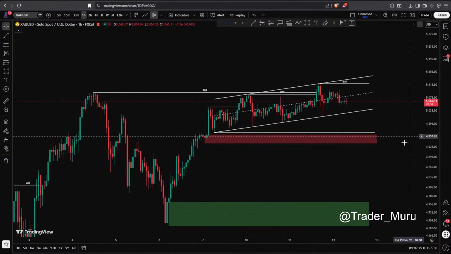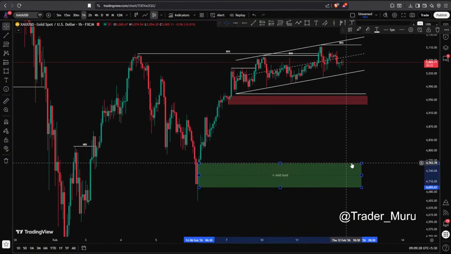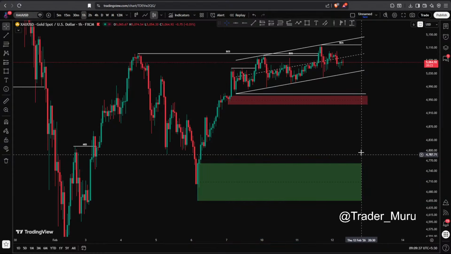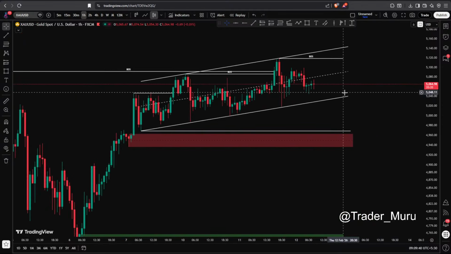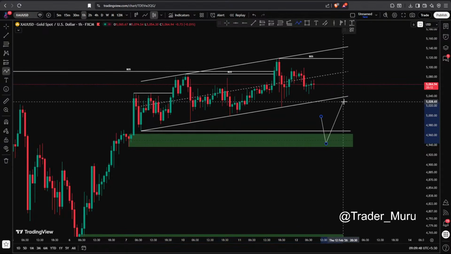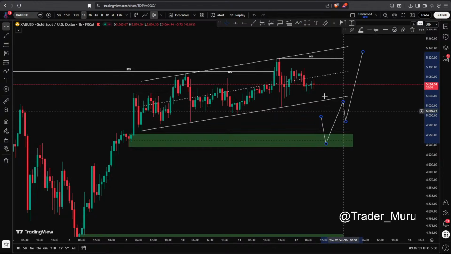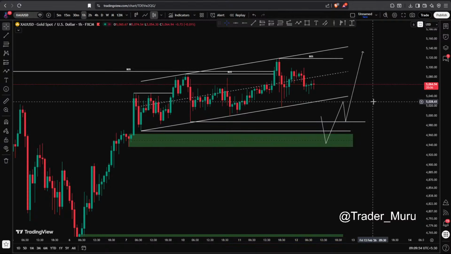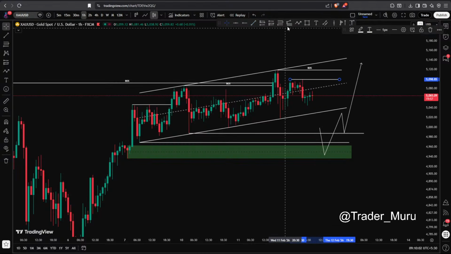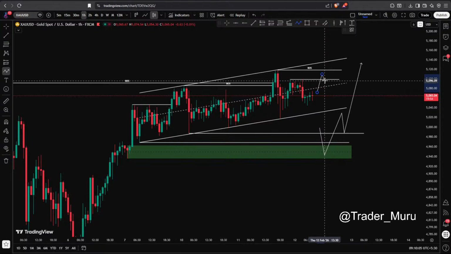Best buy area for me is this bottom zone here, 4763 to 4655. This is the best buy zone. And right now the best buy zone is, first, this sweep and reclaim. This is a best buy zone. And second is a break above these highs and retest.